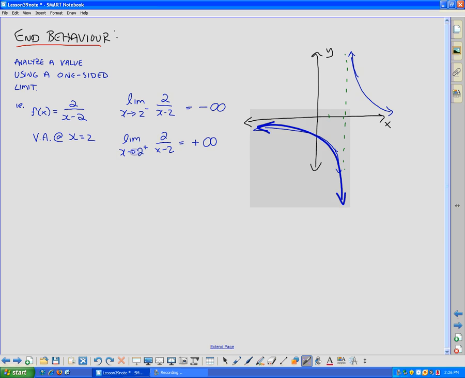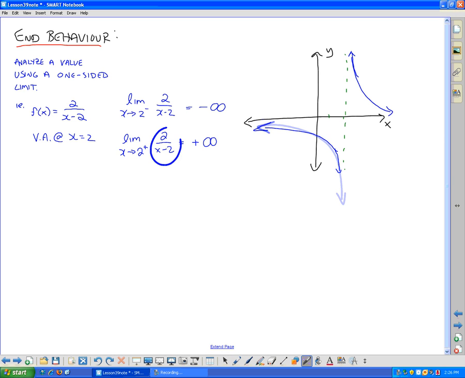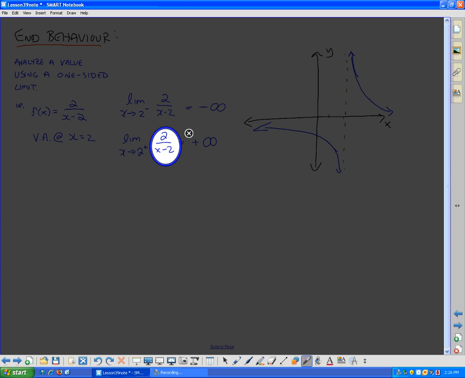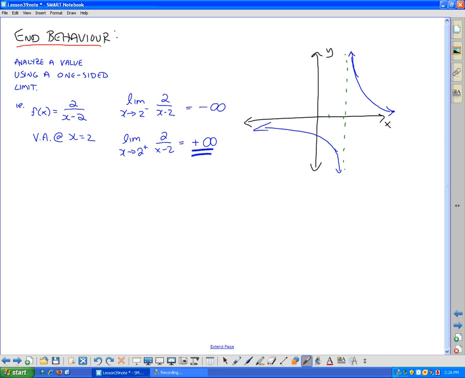As we analyze, like in the last unit, as it approaches from the positive side, let's say we put a 3 in for the x, 3 take away 2 would be +1, so it's becoming more positive, so it's actually heading upward. Okay, so you use one-sided limits.